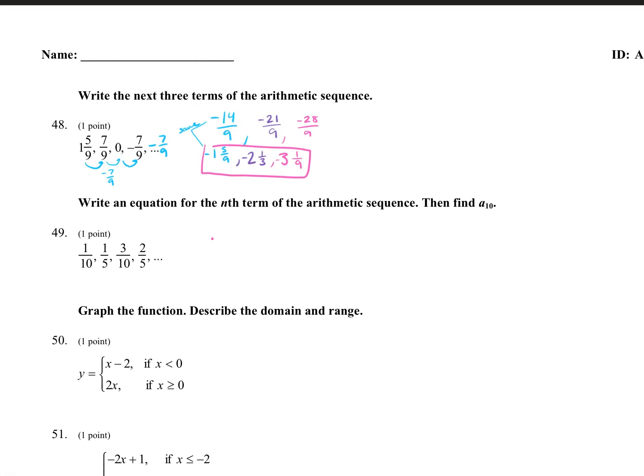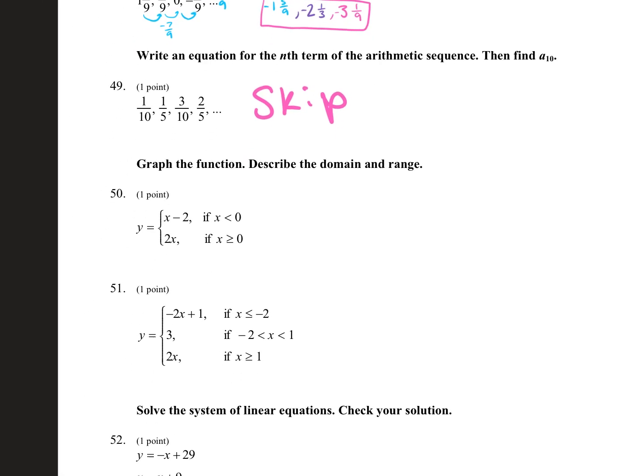For 49, you don't have to do. You can skip this one because we didn't write the equation. For 50, we just have to graph the function. You don't have to describe the domain or range.